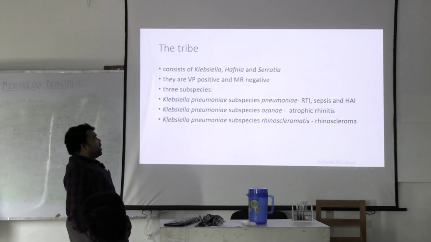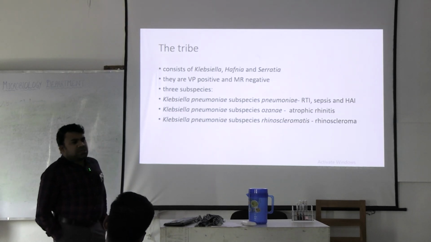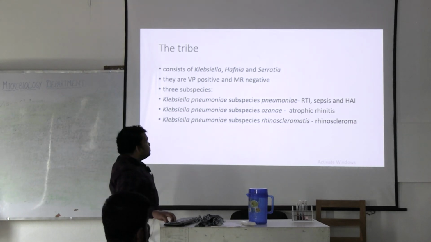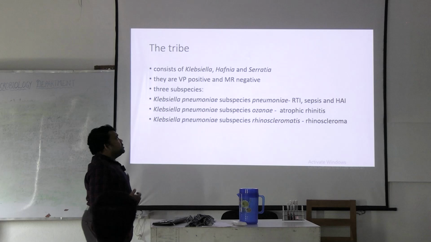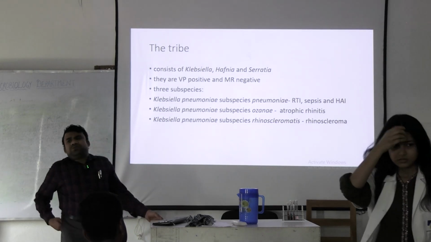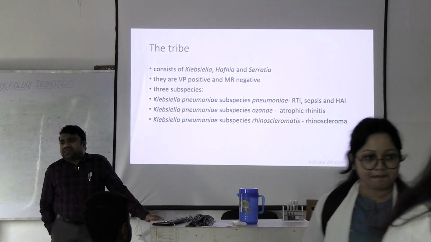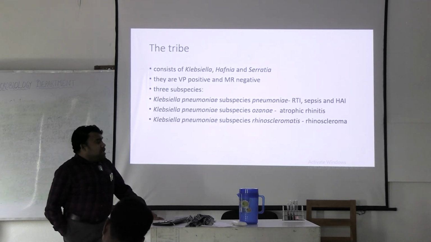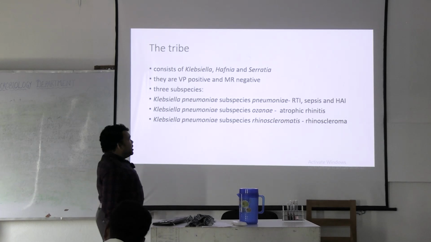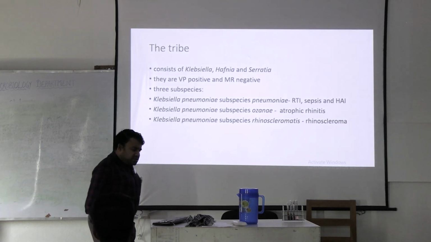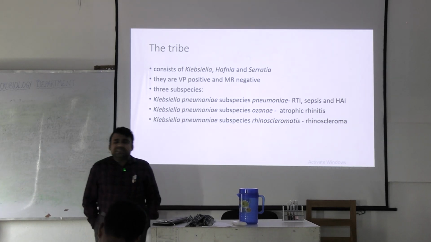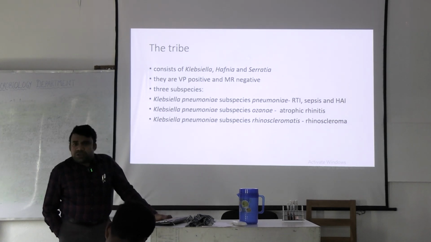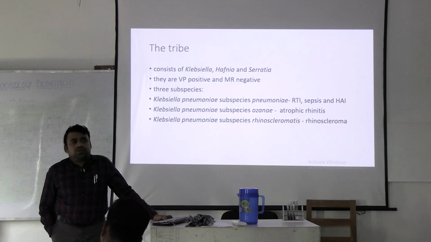Now, in the tribe Klebsiella, we have three main groups, Klebsiella, Hafnia, Serratia. We will be discussing today about Klebsiella. This tribe differs from the other tribes of Enterobacteriaceae by the fact that they react positively to VP test and negatively to methyl red test. Among this, we have three subspecies of Klebsiella pneumoniae. The first one is a subspecies pneumoniae, or very commonly called as Klebsiella pneumoniae.